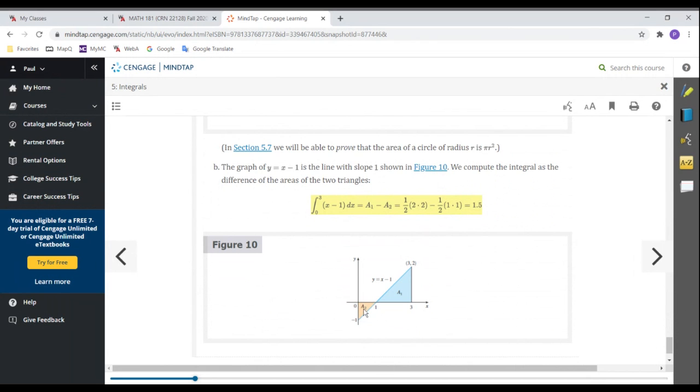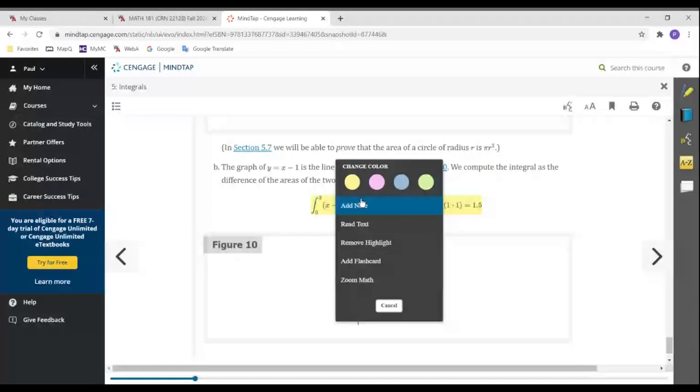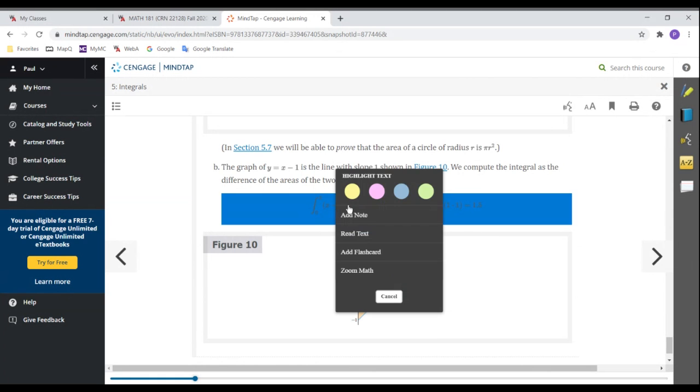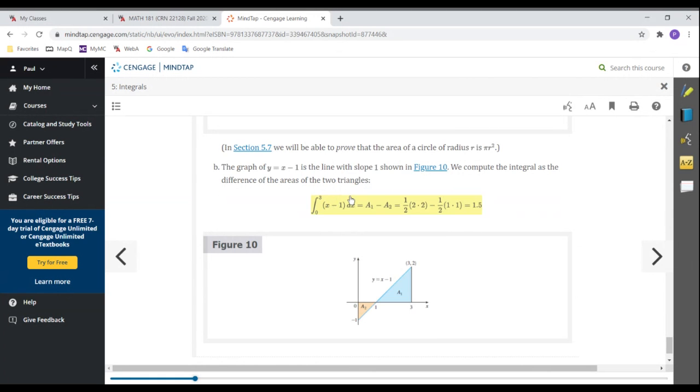But areas 1 and 2 are just triangles, and you can find the areas of triangles, 1/2 base times height. And so this is how they do that. But of course, the second area is negative.